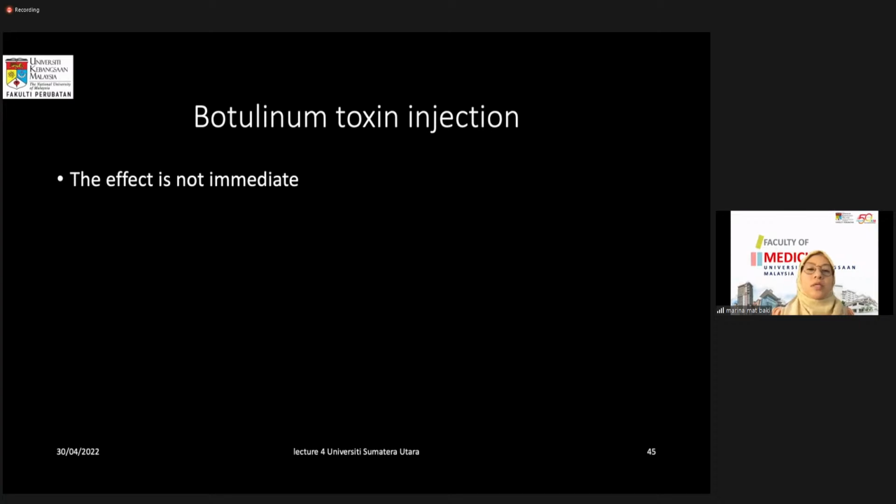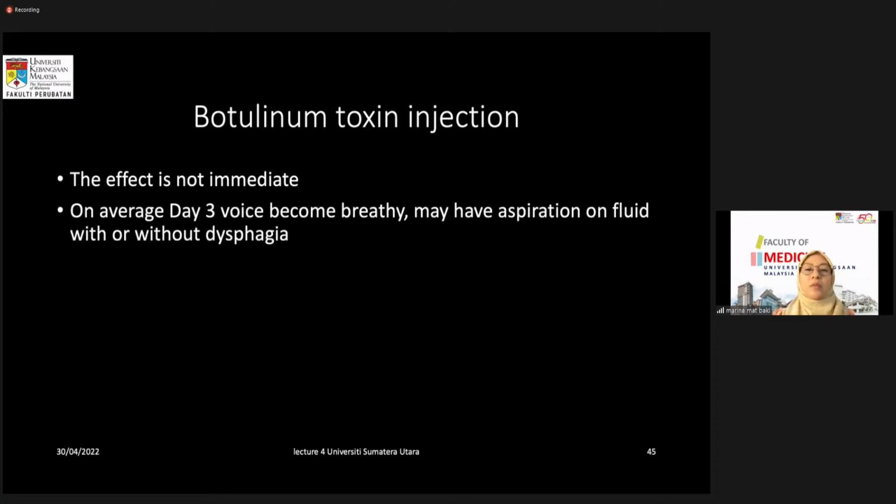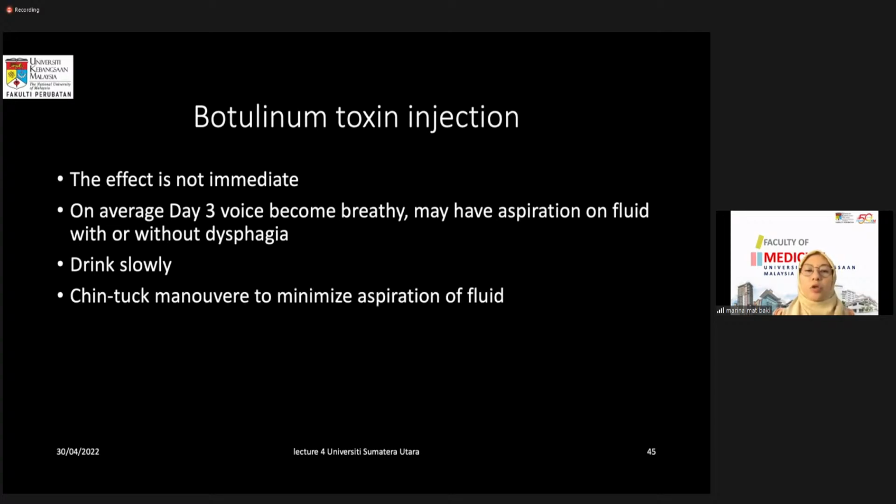The effect of botulinum toxin is not immediate. On average, by day 3 the voice becomes breathy. Why? Because when we inject the adductor muscle, we weaken it, so we are inducing vocal cord adductor paralysis or paresis. There would be some phonatory gap, and the glottal tightness will be reduced. In severe cases, they may have aspiration, so you have to alter the dose afterwards. Advise the patient that at day 3, when your voice becomes soft, you have to drink slowly and do the chin tuck maneuver to minimize aspiration of fluid. This breathiness may last up to 2 to 4 weeks. What we want is only 2 weeks. If it goes up to 4 weeks, at the next injection we have to reduce the dose.